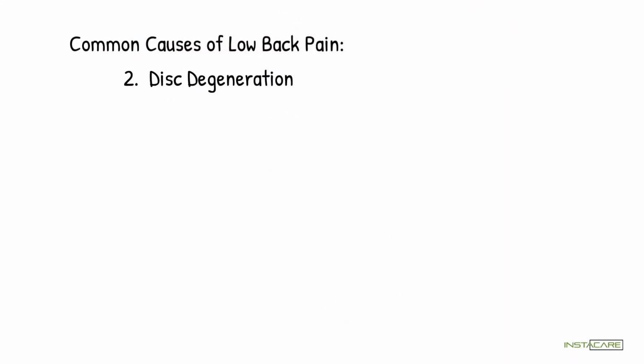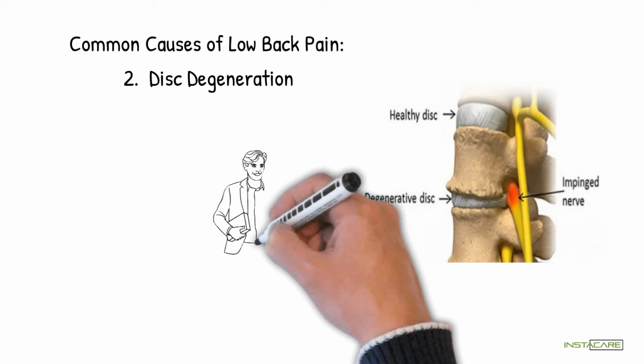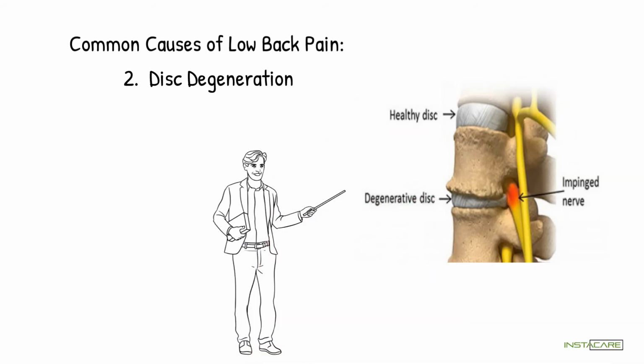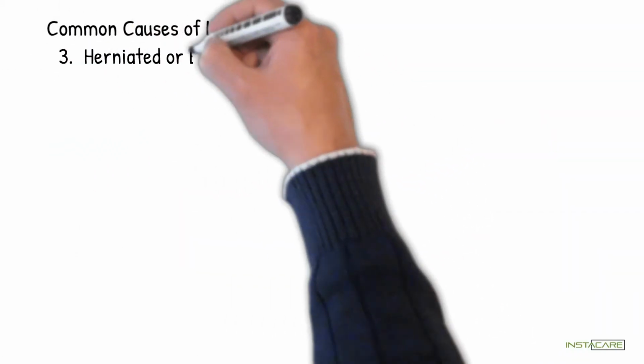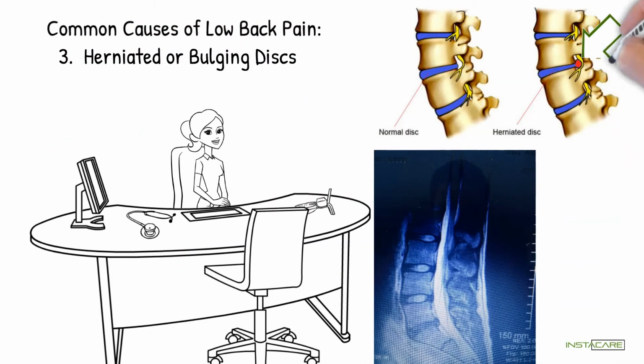Disc degeneration occurs when the usually plump discs lose their height as a normal process of aging. As the discs deteriorate, they lose their cushioning ability and overall ability to move, resulting in pain. A herniated or bulging disc can occur when the intervertebral discs become compressed and bulge outward, causing compression on a nerve, which can result in lower back pain.